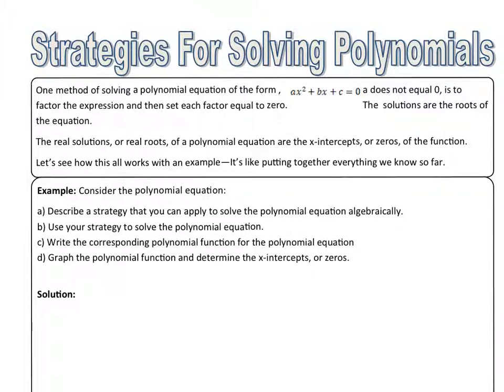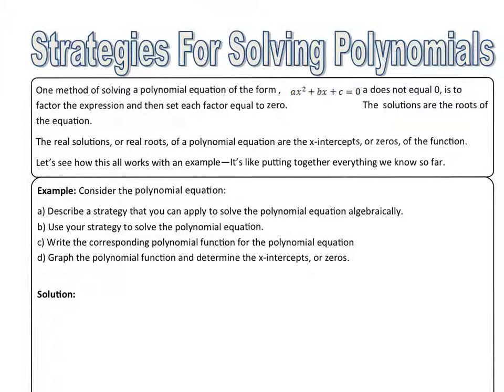One method for solving polynomial equations of the form ax squared plus bx plus c, when a does not equal 0, a cannot ever equal 0, otherwise this doesn't work, is to factor the expression and then set each factor equal to 0. And I'm going to show you how to do that. The solutions are the roots of the equation.